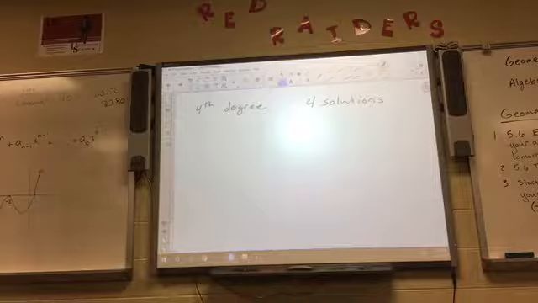Now, that does not mean that they're all real solutions. If it was a real solution, that would be a 0 where it crosses the x-axis. So anytime you get a real solution, that is telling you that it is touching or crossing the x-axis at that point. Your imaginary solutions will not be on the x-axis because they're imaginary. They're not real. But they're still going to be there.